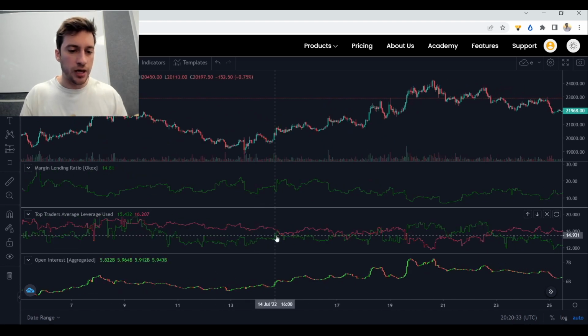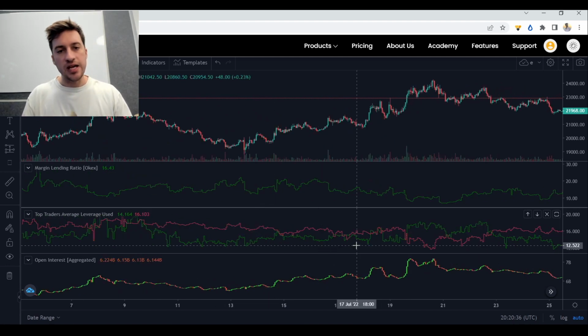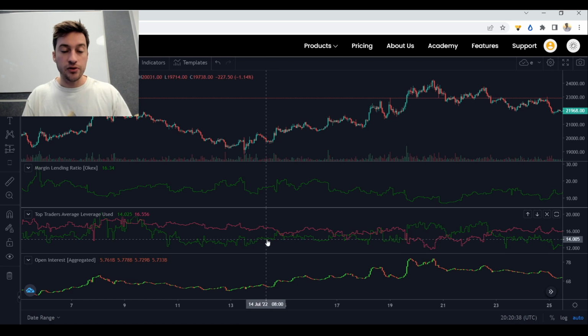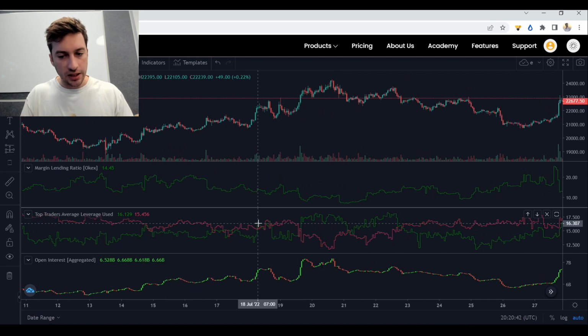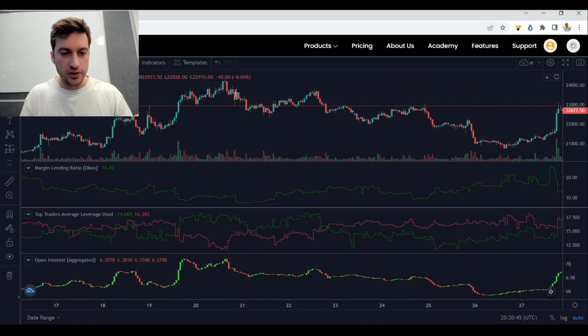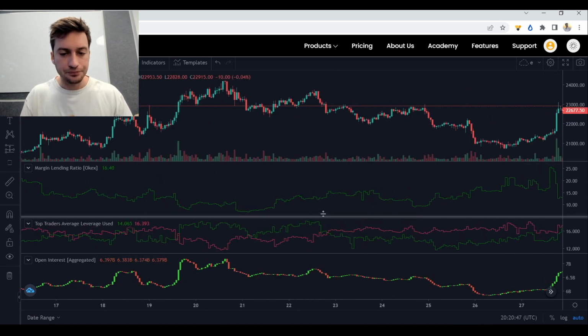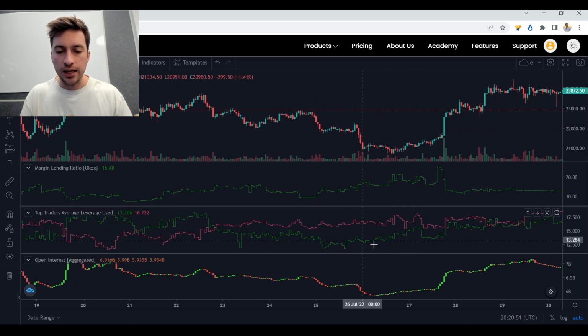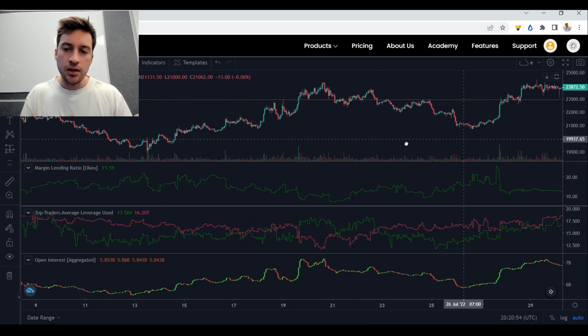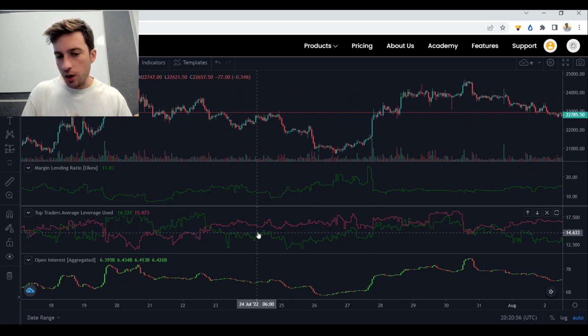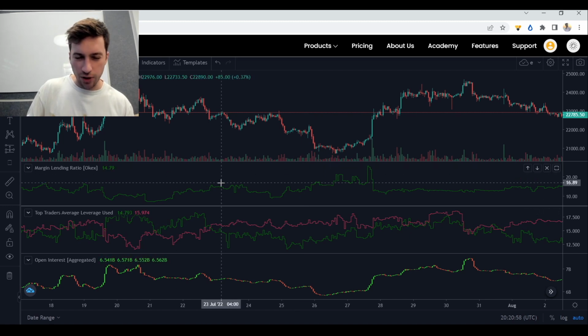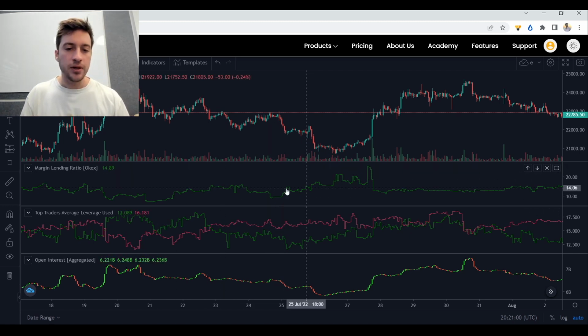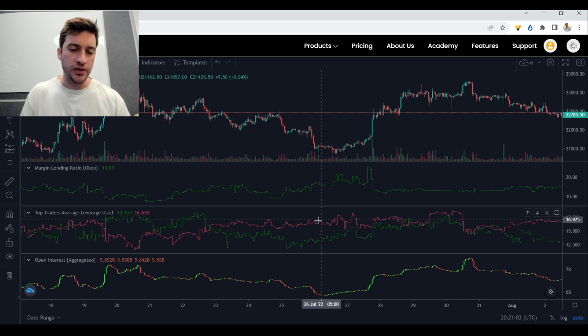So when we see this number at 15, 16, whatever, that's the average amount of leverage that longs, green, and shorts, in red, are using. Now, typically, when longs are more leveraged than shorts, price goes down. And also typically, when shorts are more leveraged than longs, price goes up, or at least burns the shorts. That doesn't always happen, as you can see here. That's why I like the margin lending ratio a little bit better. But at the same time, combining these, I think, could give pretty good indications.